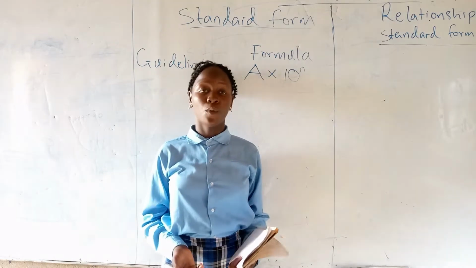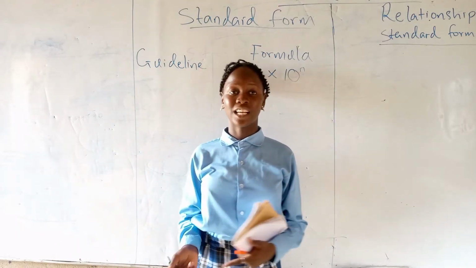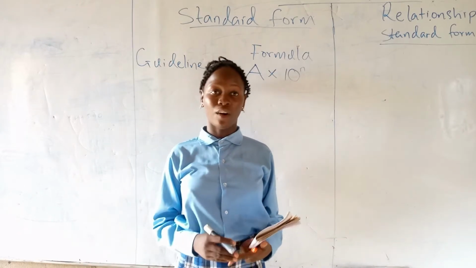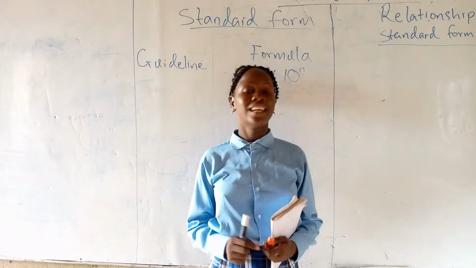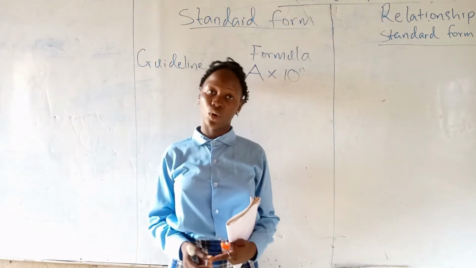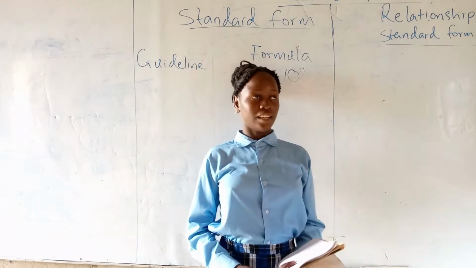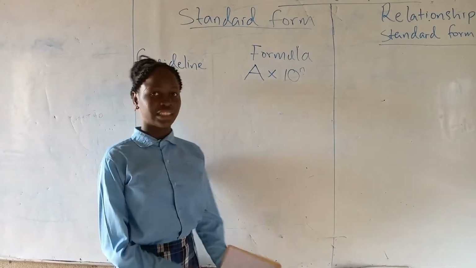Scientists use standard form when working with the speed of light and the distance between galaxies, which are enormous. The sizes of bacteria or atoms are also written in standard form because they are so tiny. Standard form is also called scientific notation.